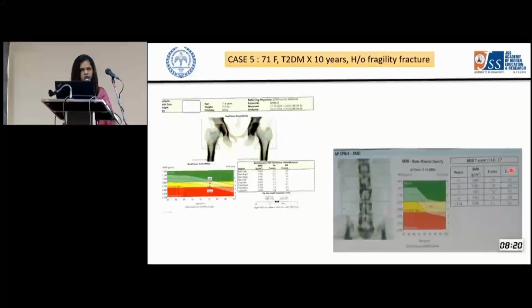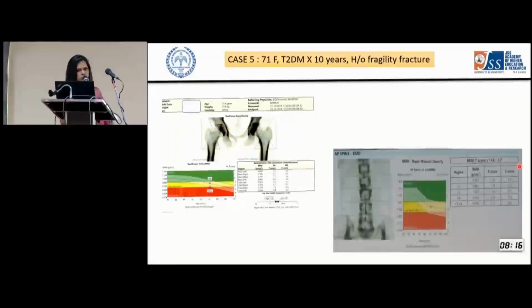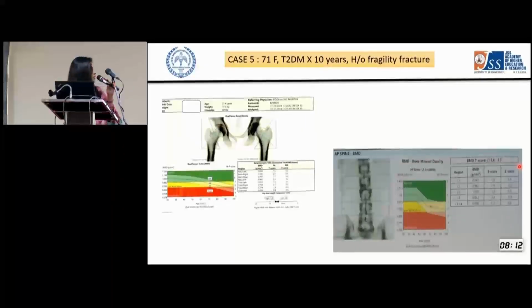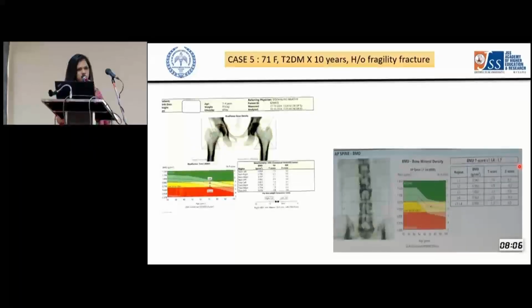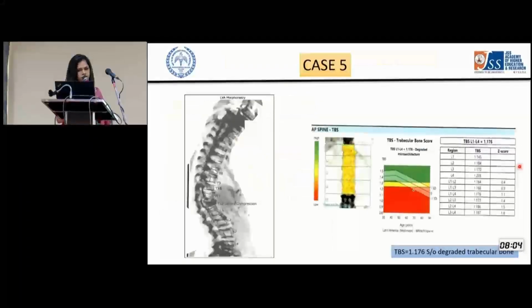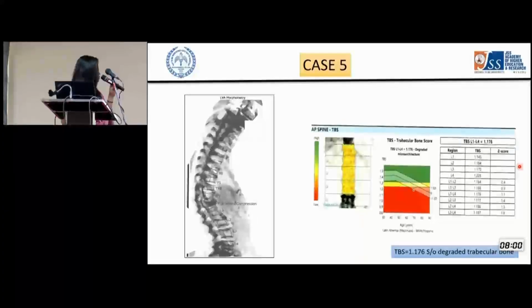Coming on to case 5. Now this is a 71-year-old female with history of type 2 diabetes since 10 years, and she has had a history of fragility fracture. So here you can see that both the lumbar spine and the femur BMD is suggestive of osteopenia here. But when you do the vertebral fracture analysis, you can see that there is a severe compression at T12 vertebra, and also the TBS in this lady is 1.176. So this is suggestive of degraded trabecular bone.